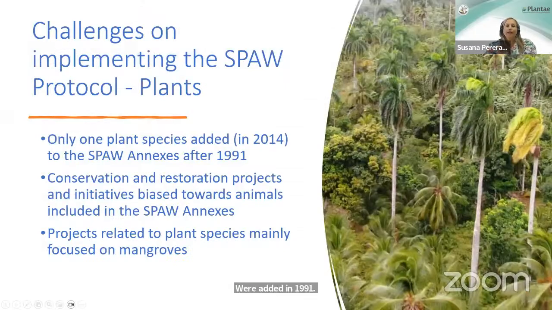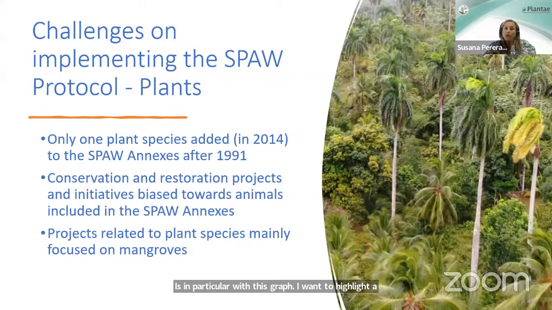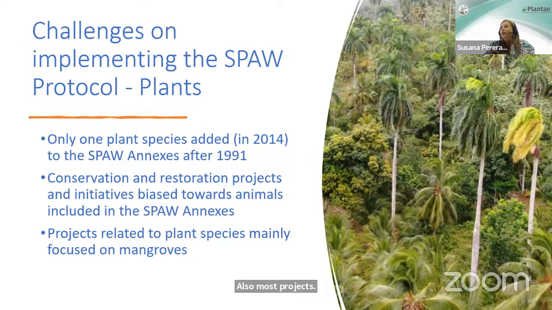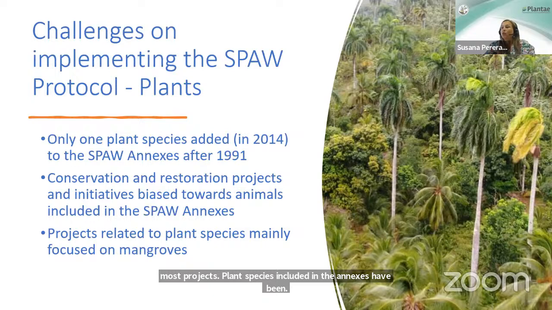So with this graph in particular, I want to highlight a key challenge for plant conservation, because the plant species included in the annexes were listed over 30 years ago. And another issue is that the conservation and restoration efforts for species included in the annexes have been predominantly focused on animal species. And also most projects addressing plant species included in the annexes have been focused on mangroves and, to a lesser extent, on seagrass beds.